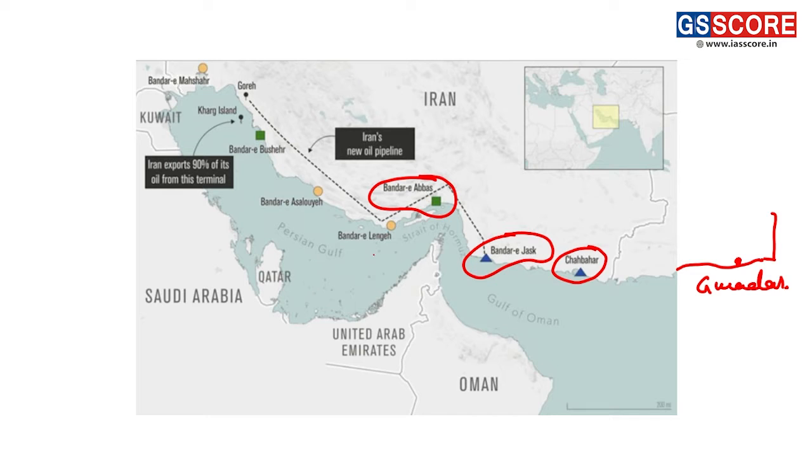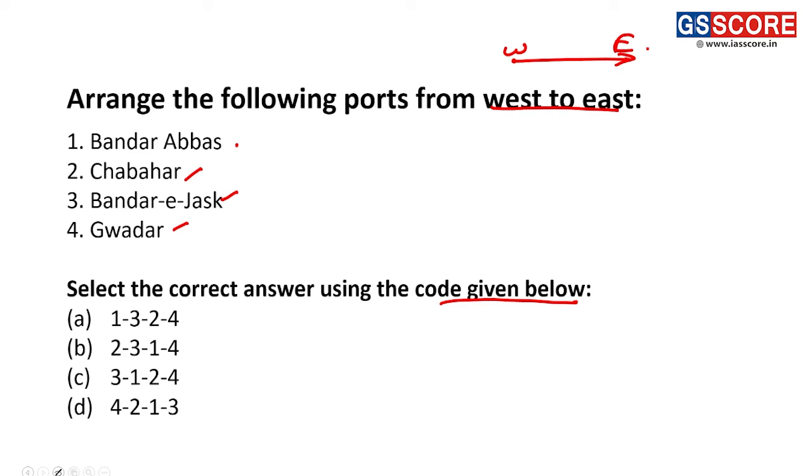Thus we can see that Bandar Abbas is on the most western side, and the Gwadar port is on the most eastern side. Thus here we can see 1 towards the west and 4 towards the east, between which are Bandar-e-Jas, that is 3, and Chabahar, that is 2. Thus statement A becomes the correct answer for this question.